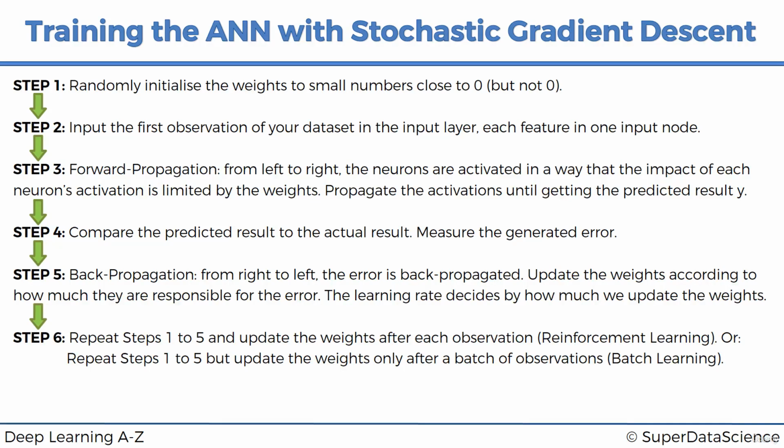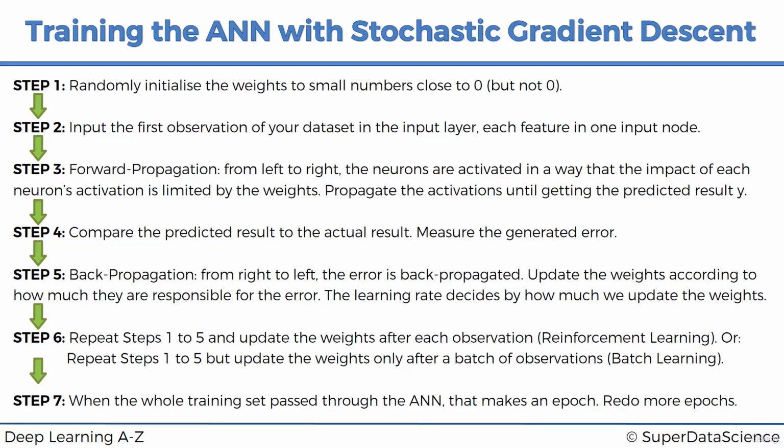Step 6, repeat steps 1 to 5 and update the weights after each observation. That is called reinforcement learning, and in our case, that was stochastic gradient descent. Or repeat steps 1 to 5, but update weights only after a batch of observations. So batch learning, it's either full gradient descent or batch gradient descent or mini batch gradient descent.